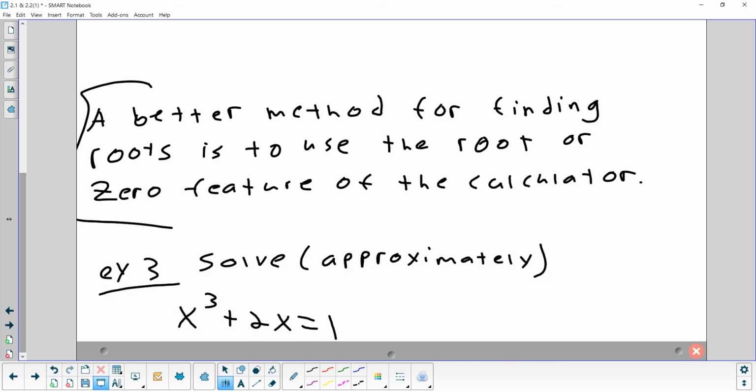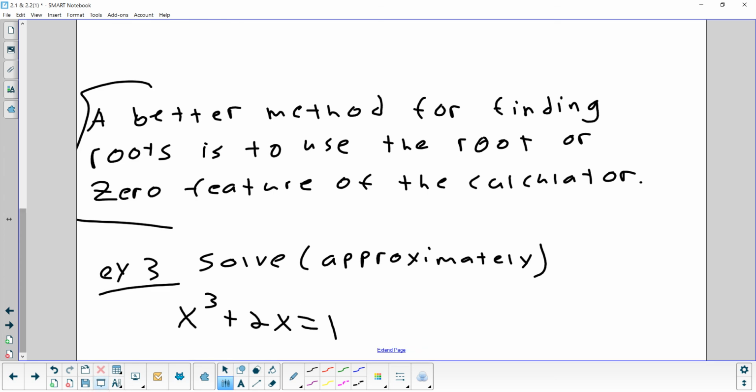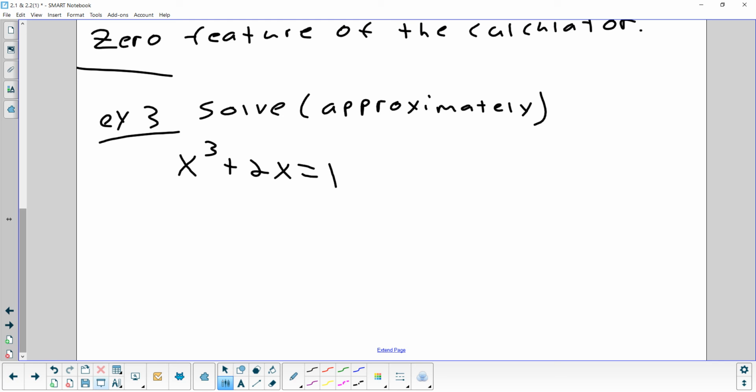So let's try this one. Let's do one more. Before I graph this, how many times could this graph cross the x-axis?